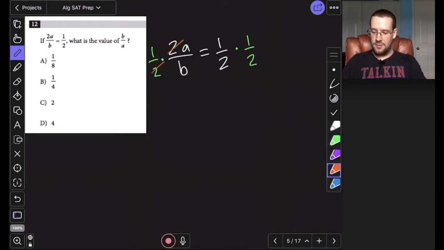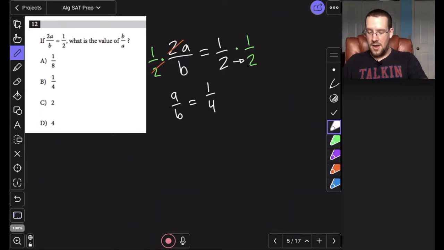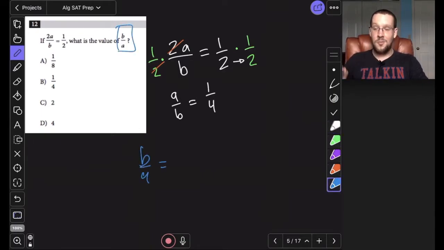So my 2's go away on the left. I'm left with A over B, and that is equal to 1/4. But, and that's a big but, we want to know, remember, we want to know what is B over A. So B over A is actually 4 over 1, which is just 4. So our answer here is sneakily D.